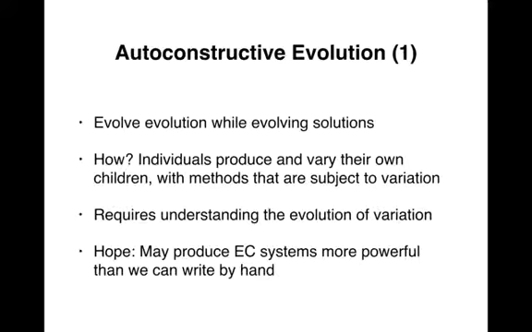Getting this right requires understanding something about the evolution of variation, and it turns out, I believe, that that's quite an interesting subject that may help us to not only build auto-constructive evolution systems that are very useful, but may help us to understand evolutionary computation and evolution more generally. But the hope is, indeed, that it may produce evolutionary computation systems that are more powerful than we can currently write by hand.